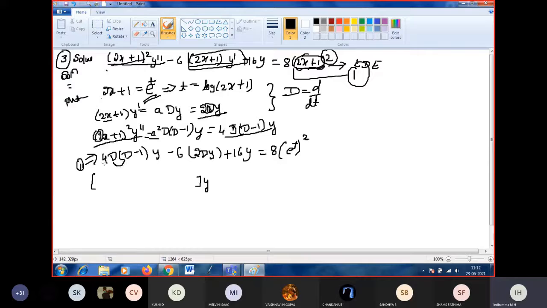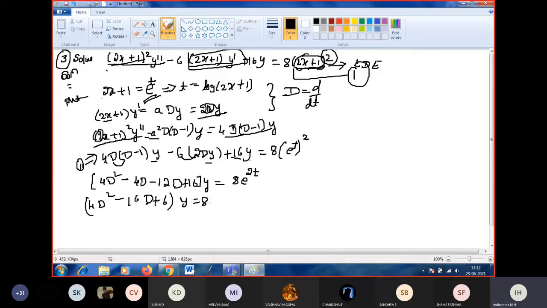Now multiply. 4D into D is 4D², minus 4D into 1 is minus 4D, taking y common. Next, 6 twos are 12, minus 12D, taking y common, plus 16. This is equal to 8 into e power 2t, since (e power t) whole square is e power 2t. Don't write e power t square. Now simplify: (4D² − 16D + 16) y is equal to 8e^(2t).